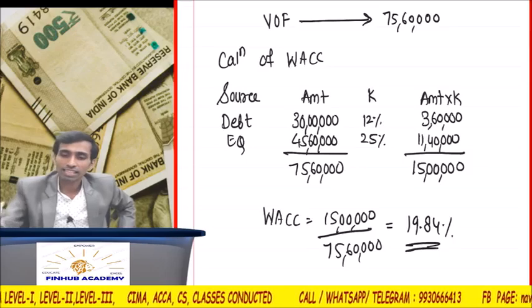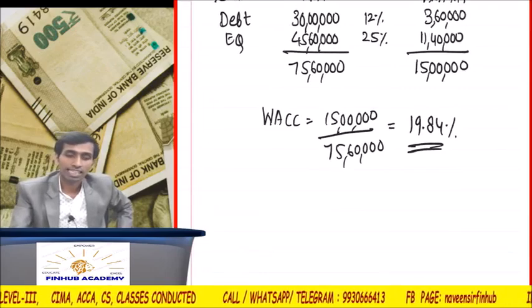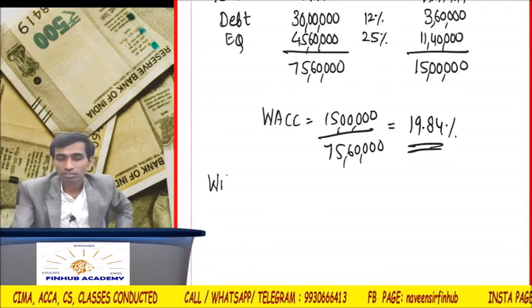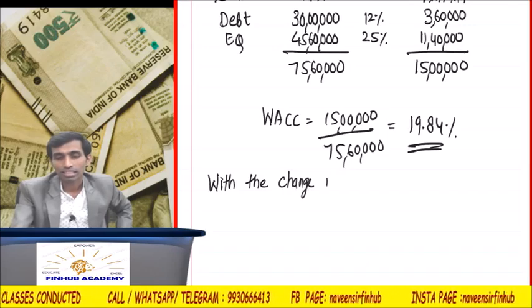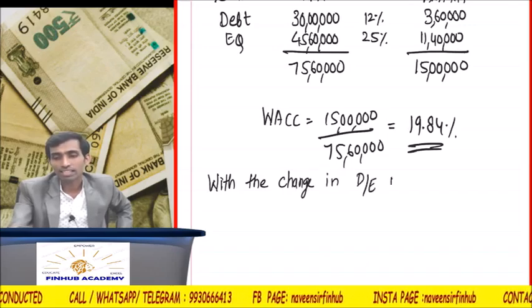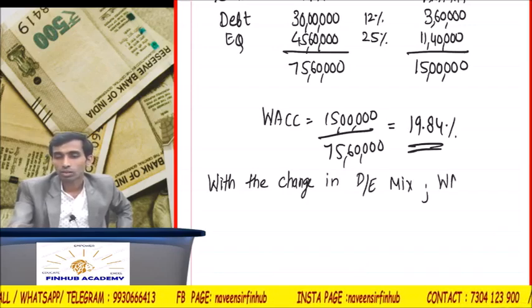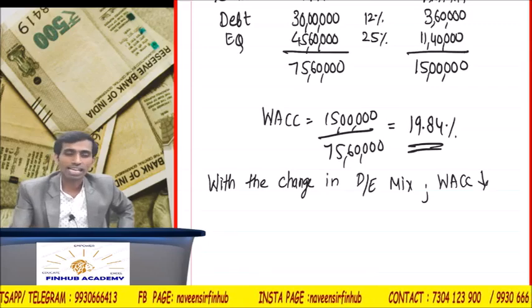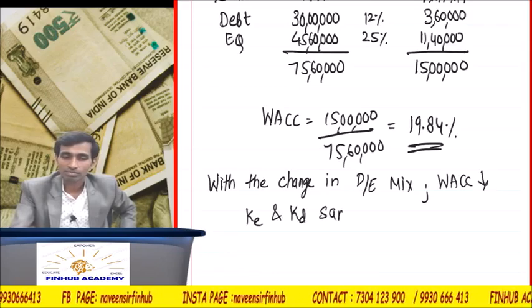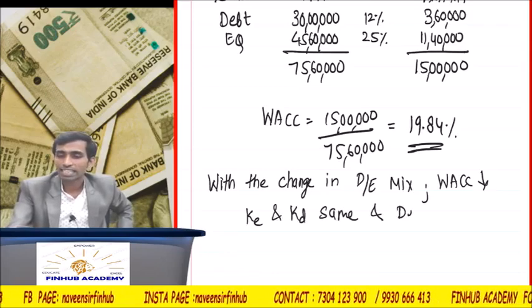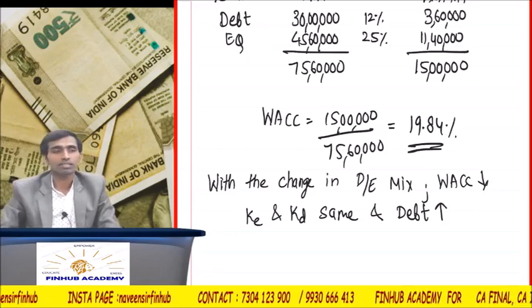Write the final answer. With the change in debt equity mix, WACC went down, KE and KD same, and debt increased.